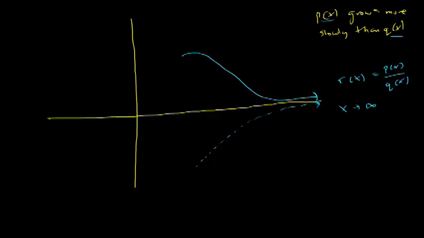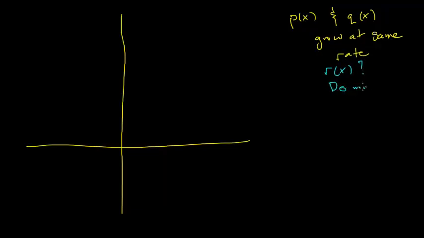The third possibility, which is in some ways a little more interesting, is if the numerator and the denominator grow at the exact same rate. So if p of x and q of x grow at the same rate, then, well, the true answer is, what happens to r of x? You need to do more work. And there are some techniques that you'll develop for rational functions that will allow you to precisely specify what number r of x approaches. I won't go into those techniques at the moment.